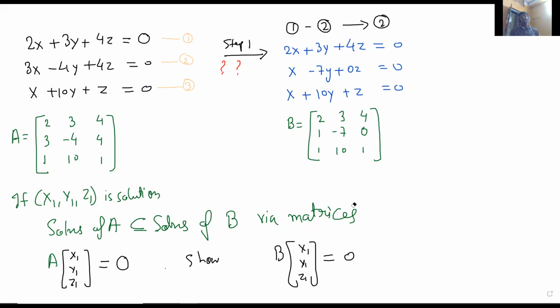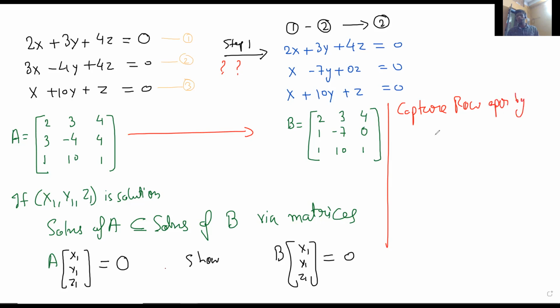Am I right? Ah, okay. Yes, that's interesting: capture the row operation by a matrix. First of all, let me just state this row operation. We are replacing the second row by the first row minus the second row. That's how this is coming. Capture row operations by just a matrix.